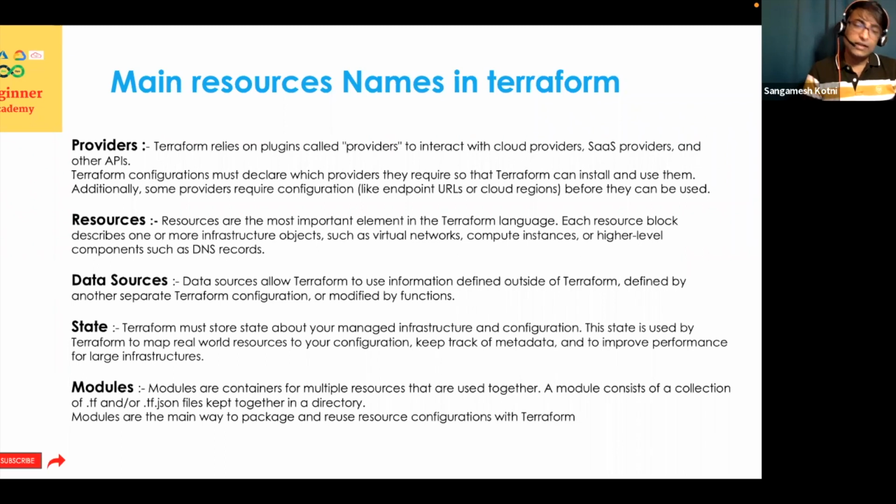So next is data source. Think that you have created a virtual network already, but you want to reference it in some other project. So you can use it via data source. You give a name, location, and all those. With that, you can pull the ID of existing resources.